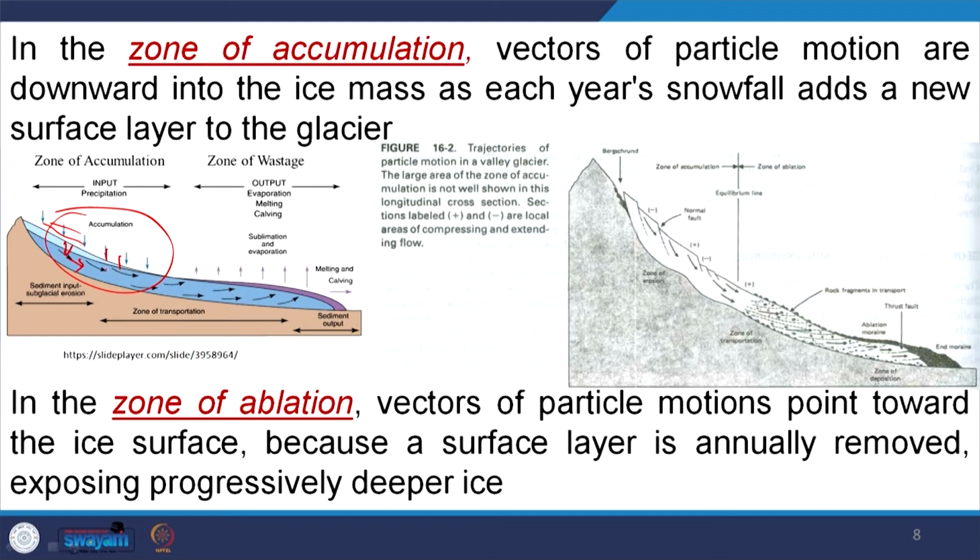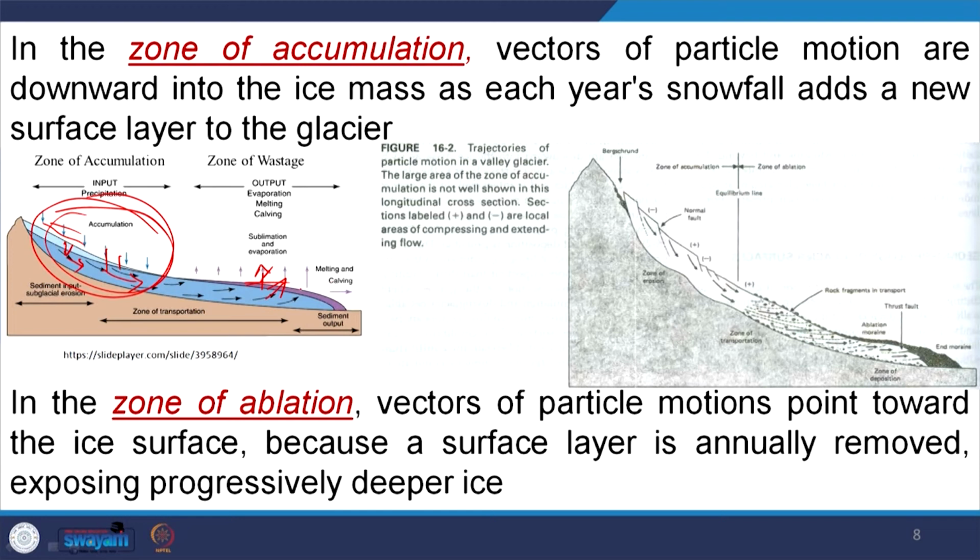Here we are moving in a downward direction, but in the zone of ablation, the zone of loss, the vector of particle motion points towards the ice surface, because a surface layer is annually removed, exposing progressively deeper ice. If you see here, the vector is upward, but here it is downward. This is due to the annual addition of ice from annual snowfall. Here, due to removal of ice sheets, one layer is removed, so deeper level ice is exposed to the surface.